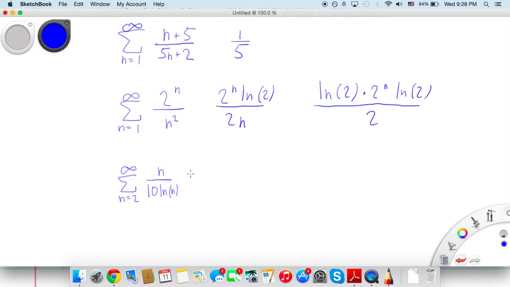Here, again, we have to use L'Hopital's rule because we get infinity over infinity. So differentiating the top, we get 1. And on the bottom, we get 10 over n, which is equal to n over 10. So this one does not converge either, since the limit does not exist. It's again infinity.